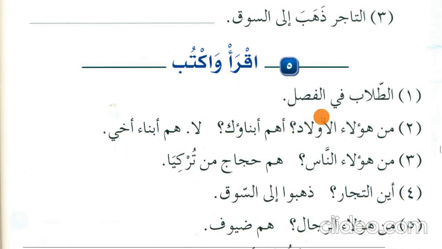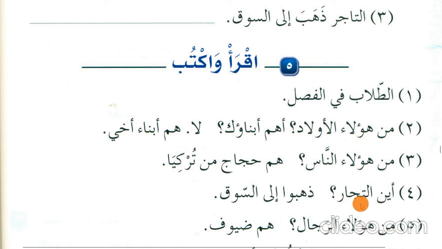Ikra waktub, read and write. At-tulabu fil fasl. The students are in the class. Man ha'ula il awlad? Who are these boys? Ahum abna'uk? Are they your sons? La hum abna'u akhi. No, they are the sons of my brother. Man ha'ula in nas? Who are these people? Hum hujjajun min Turkiya. They are pilgrims from Turkey.